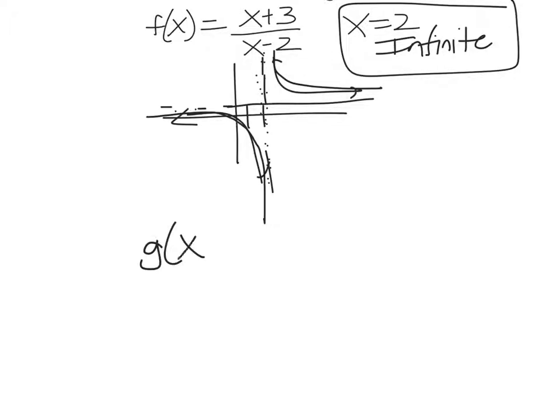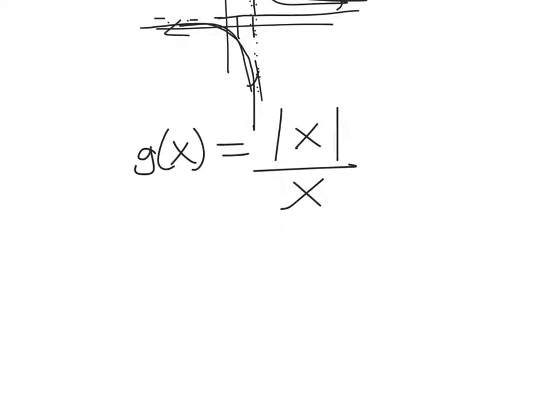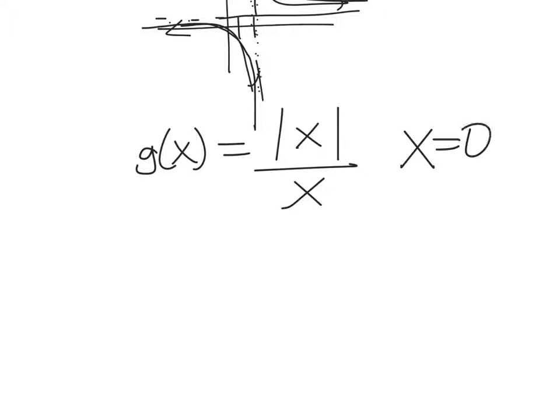All right, g of x equals, let's do another one. Oh, this is such a good graph. The absolute value of x divided by x. I don't think you've ever graphed that before. That's kind of fun. Taking the absolute value of x and dividing it by x. Where's our problem, though? X equals what? 0. Okay. The domain of that function is all real numbers except for 0.